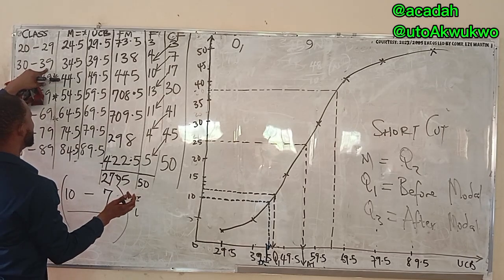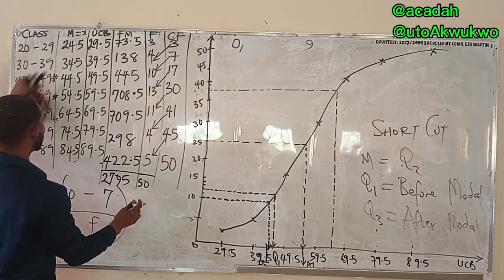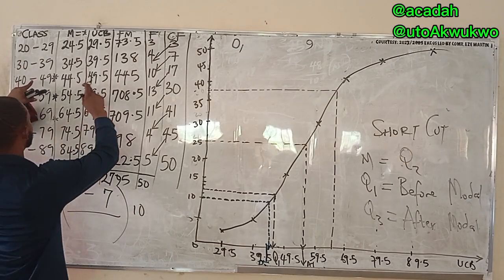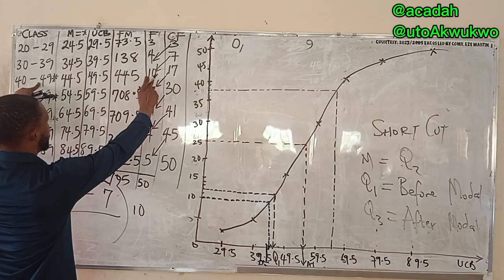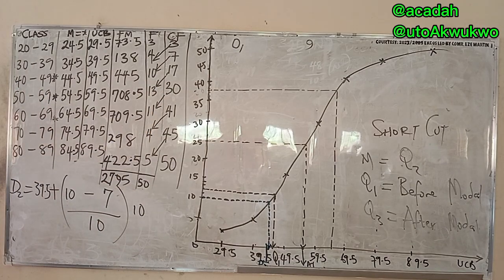Class interval, the difference between two successive formal class values, is 10. 39 minus 29 is 10. The frequency of that class is 10, shall we? Is it 10 or 4? 10. Yes.